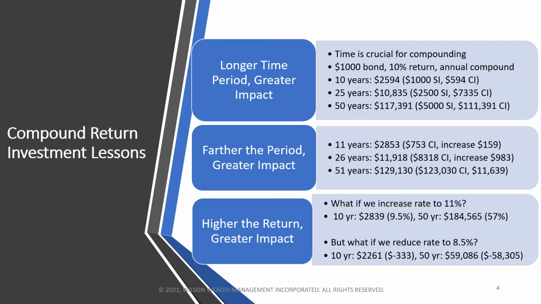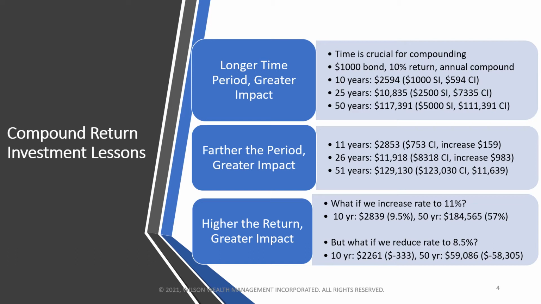The higher the return, the greater the impact. We saw that when we looked at investor constraints in the investor profile section. If you juggle the return rates, you'll get different increases in value, which is obvious. So here we have a 10% bond. What if we increase the return rate to 11%?